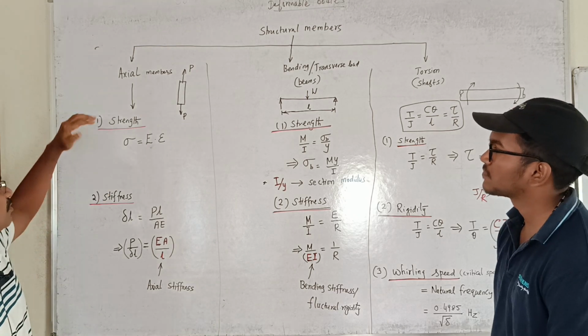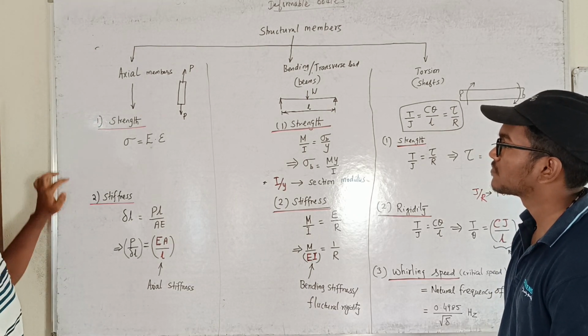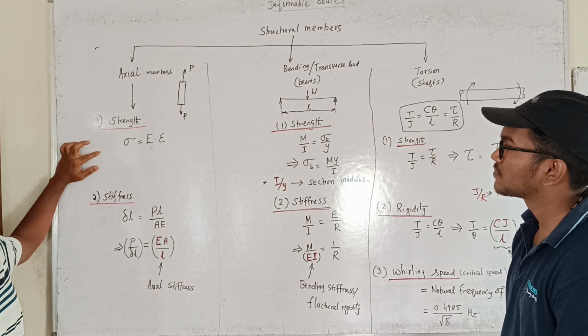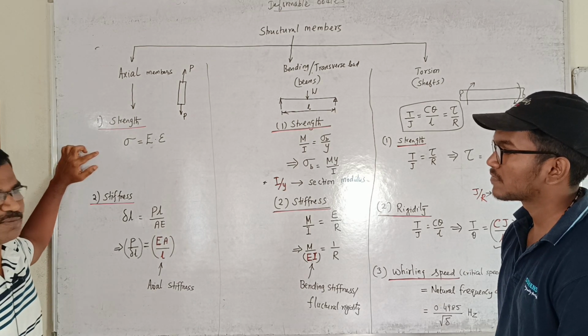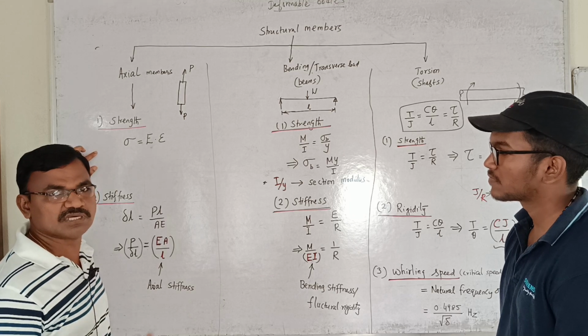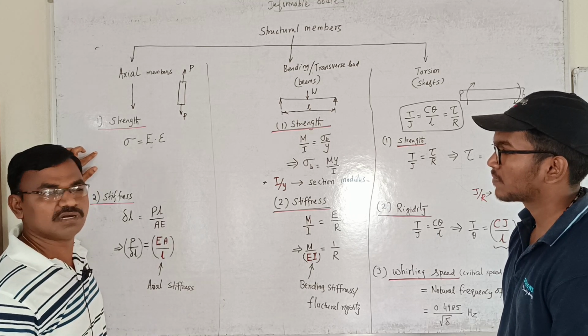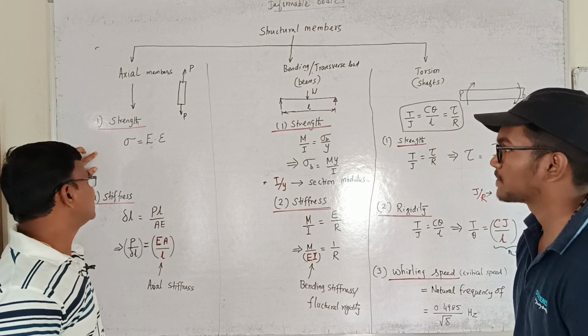First one, axial members are designed based on strength and stiffness. So what do you mean by strength? It is the ability to withstand the external force or load without deformation or without failure. That is called the strength.